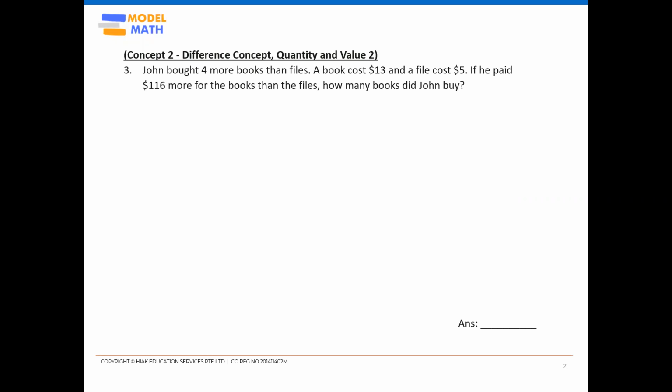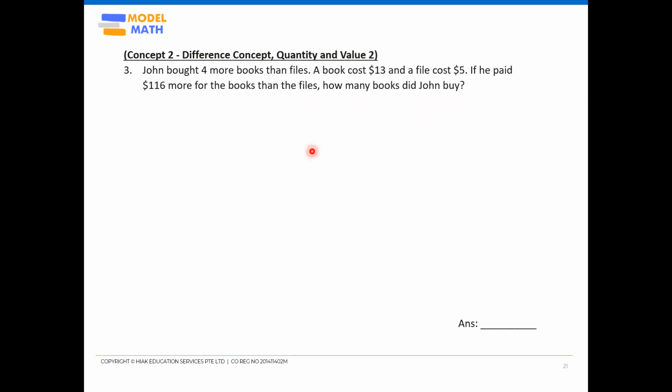Okay, so let's look at this question. John bought 4 more books than files. A book cost $13 and a file costs $5. If he paid $116 more for the books than the files, how many books did John buy?